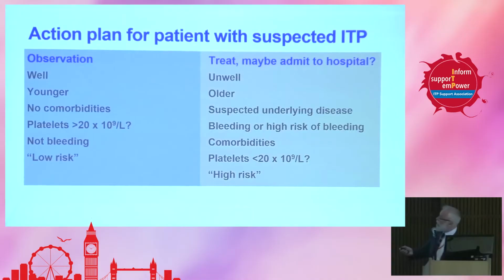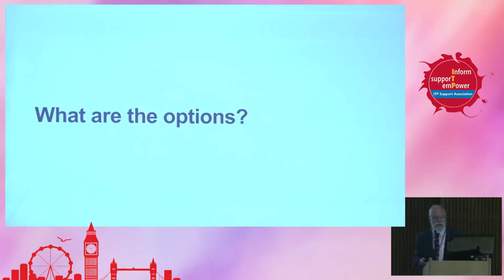But we may treat, and we may even bring you into hospital if you're unwell, if you're older. If we think something else is going on, and we need to find out what it is, we may well bring you in. If you are actively bleeding, or we think you're at very high risk of bleeding, if you've got serious underlying conditions that may contribute to bleeding, if your platelets are very low, rock bottom, especially at the beginning, we will bring you in. So we call you high risk. And again, this is based on lots of different factors we put together, and we come up with a gut reaction in our head. And again, it's largely based on clinical experience.